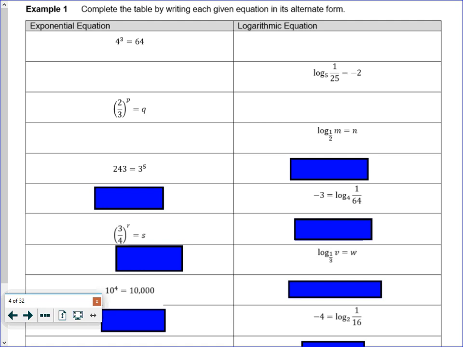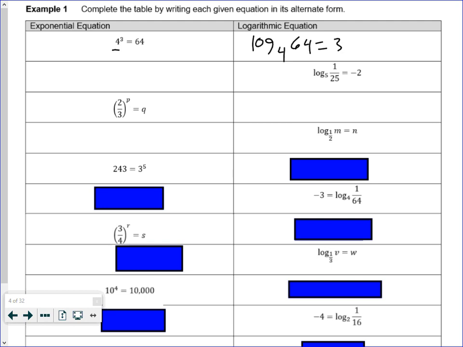So on this slide, we're going to fill out this table and get some practice rewriting exponentials as logs and writing logs as exponentials. So if we have 4 cubed equals 64, we can rewrite this as log base 4 of 64 equals 3.